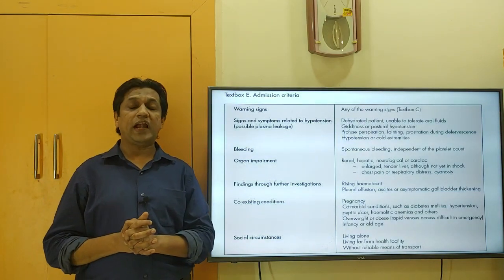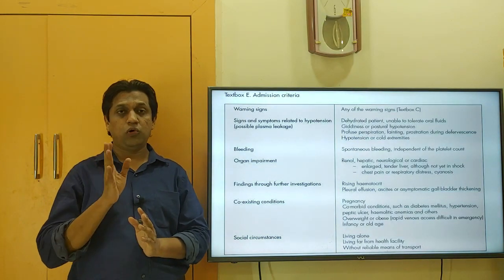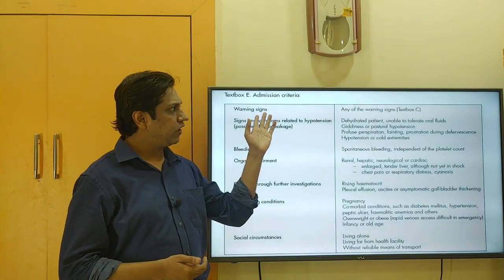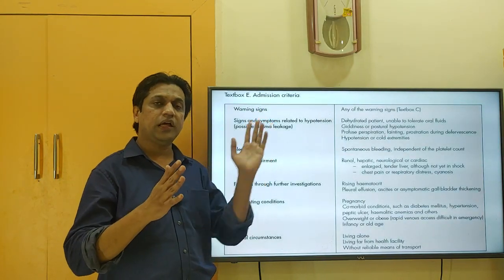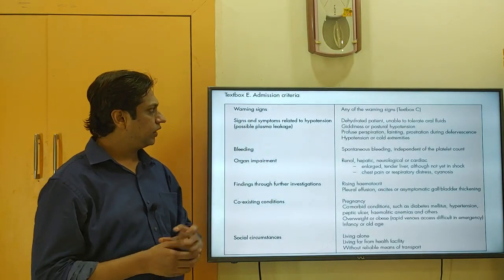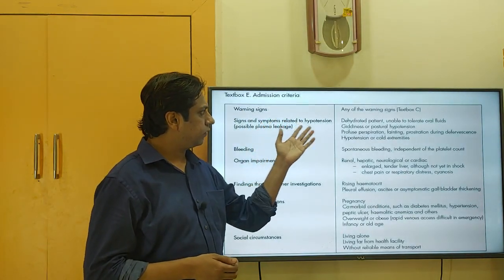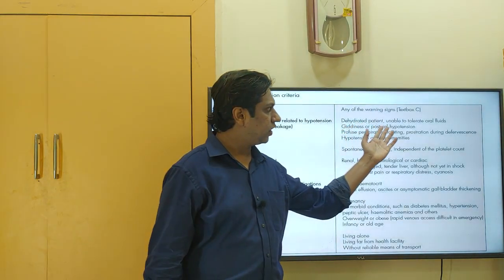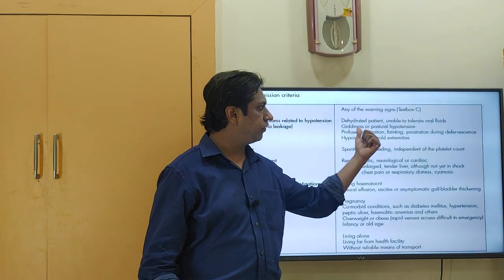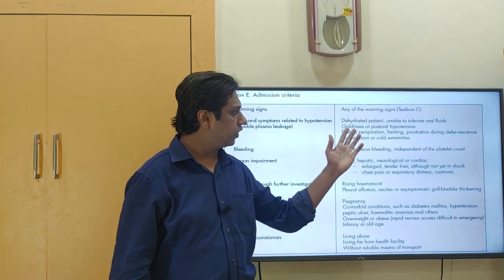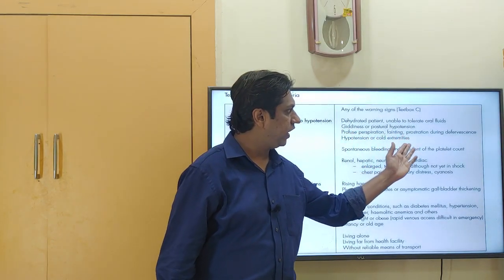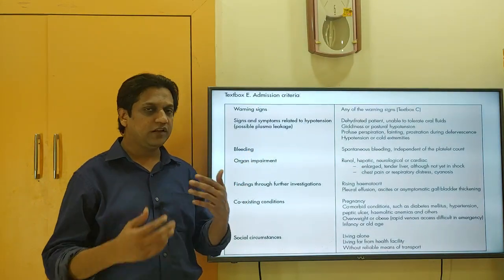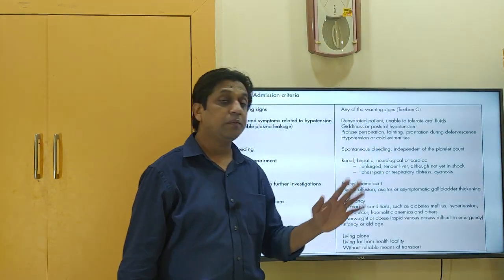Now, what is the admission criteria, that is, whom should we admit? There are certain admission criteria. The warning signs we have already discussed; if there is any warning sign, then we should admit the patient. Then if there are signs and symptoms related to hypotension or possible plasma leakage, like a dehydrated patient unable to tolerate oral fluids, giddiness, postural hypotension, profuse perspiration, fainting, cold extremities, or if there is spontaneous bleeding seen independent of the platelet count.